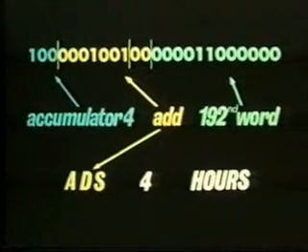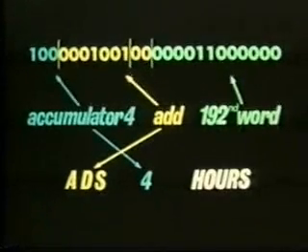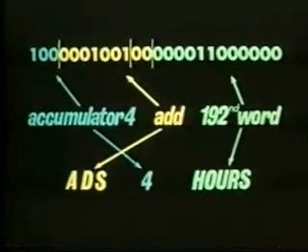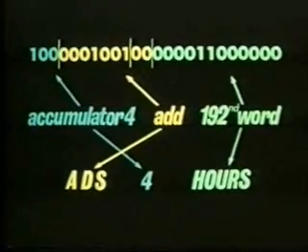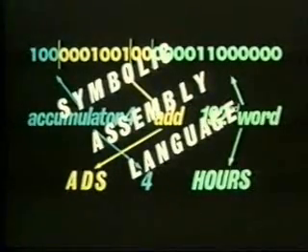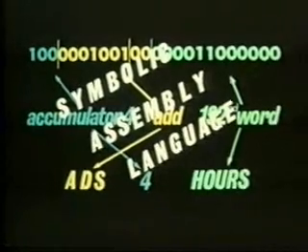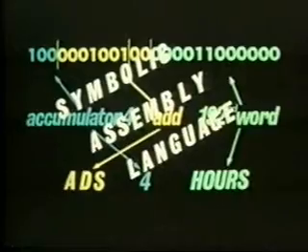ADS for add to a number and store. 4, the designation of the accumulator where the number to be added is held. Hours, the description of the number to be increased. And the computer understands terms like hours? Yes, because Plan is a symbolic assembly language. The various items in the program can be referred to by symbolic names like hours, which are translated into memory locations by the computer itself.